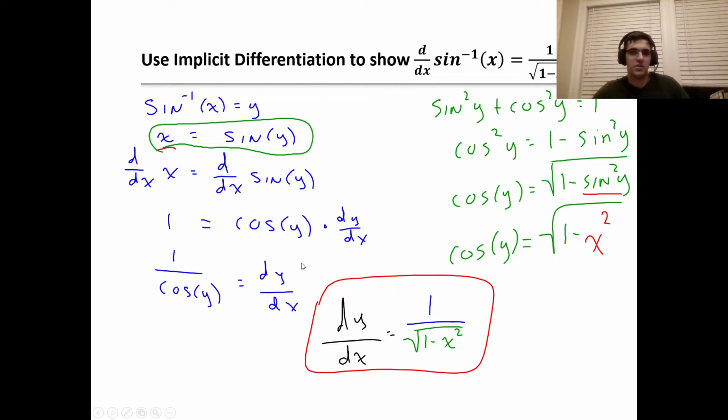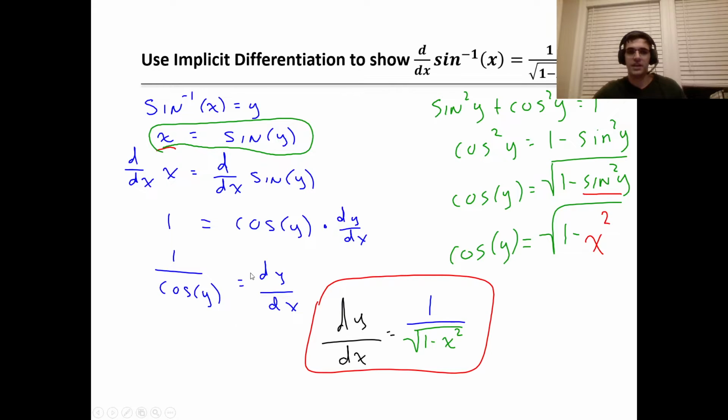And so now what I want to do is take this a step further, because I don't want to leave my derivative of y in terms of y. I want it to be in terms of x. So I need to take cosine of y and convert this into x. How I'm going to do that is I'm going to consider the Pythagorean identity. Sine squared of y plus cosine squared of y equals 1. We just kind of pulled this out of our pocket. It's a trig identity we know. If there's any single trig identity you remember from this class, please let it be this one.